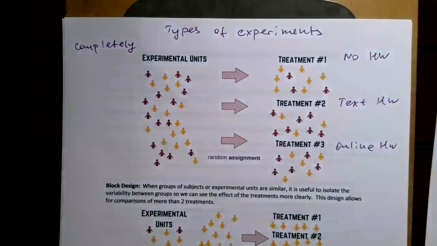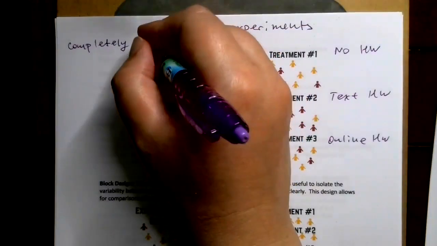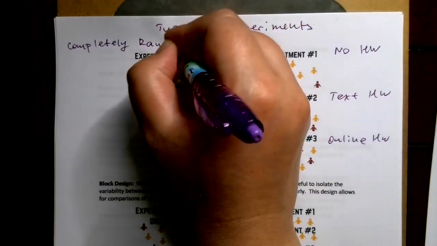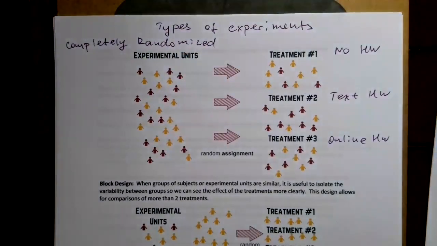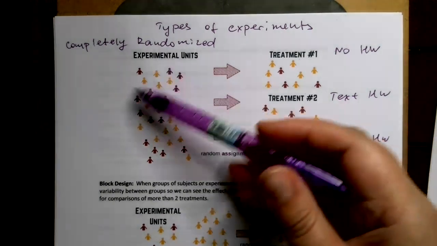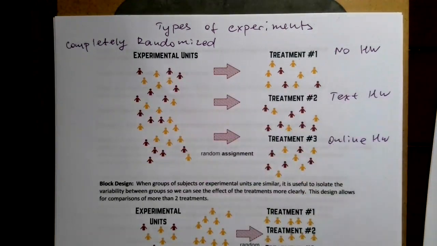Completely randomized experiment. And it's very similar to our random sample from a population, except here everyone in the class gets assigned to a different group. So it's not a sample from a population.